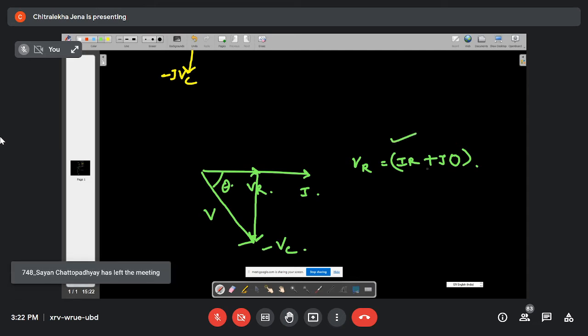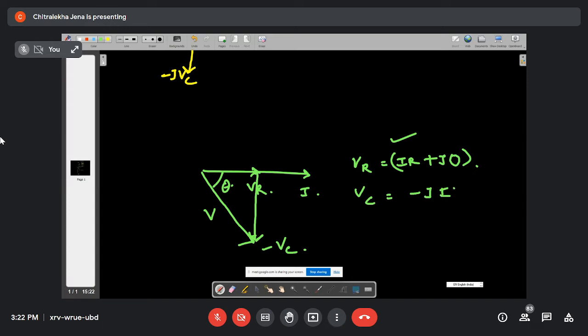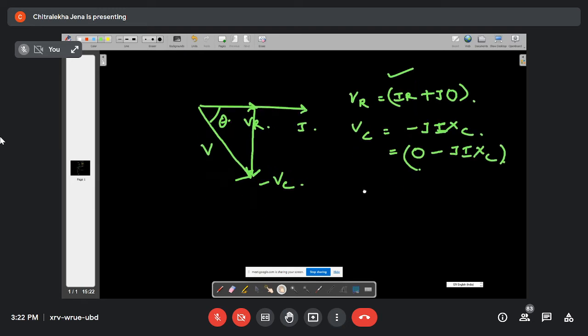Then VC, how will I write it down? Minus J into I XC. This is clear? So I can write this as 0 minus J into I XC. Clear to all of you? Still, I need some more answers. Anybody having doubt, tell me.